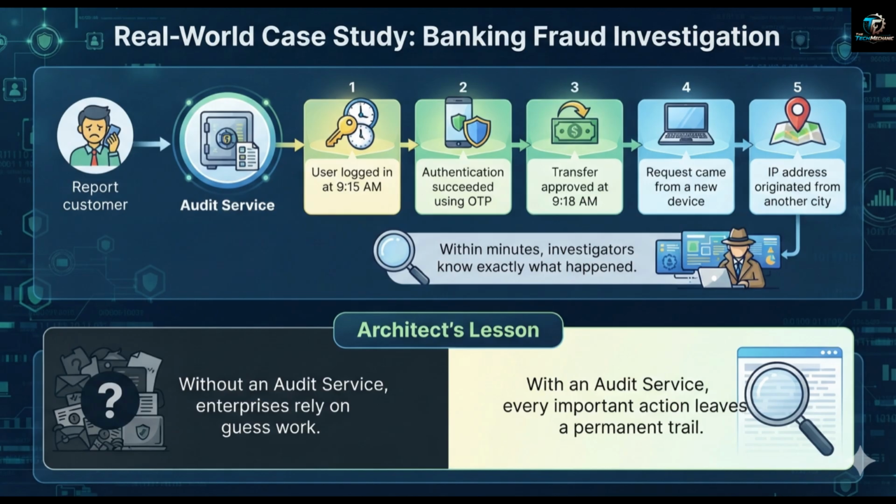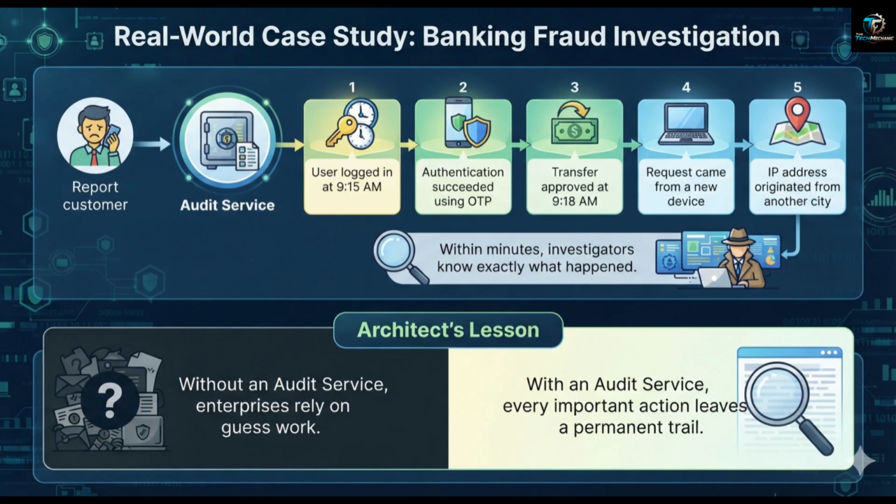But a dedicated audit service captures deeper contextual metadata. Look at steps 4 and 5. The audit service flags that this request actually came from a completely new device. Even more revealing, the network IP address originated from a different city entirely. Because we captured these specific environmental details, our security team went from zero context to knowing exactly what happened within minutes. This wasn't a standard database hack, it was a credential hijacking or session takeover attack.